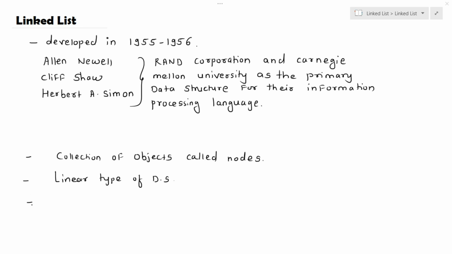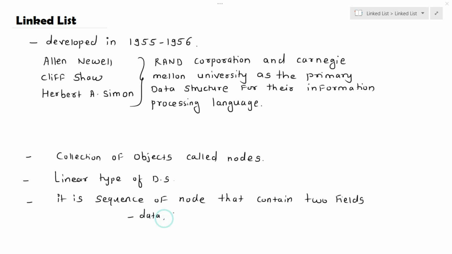A linked list is a sequence of nodes that contains two fields. The first one is data and the second one is a link. Okay, so what is meant by link? A link is a pointer to the next node. Link is a pointer variable which points to the next node.